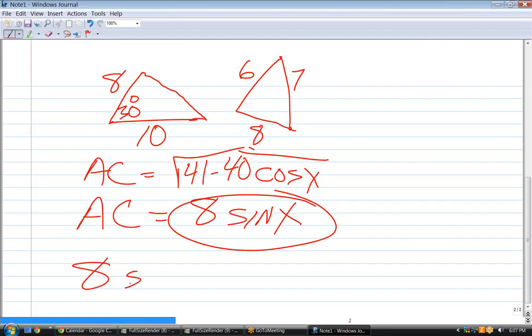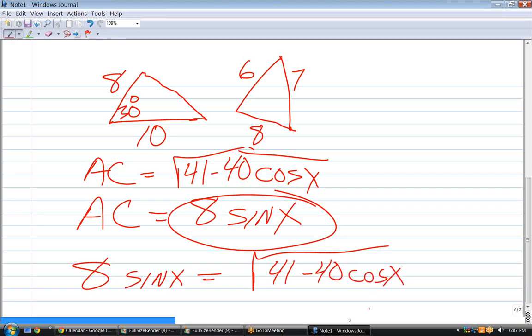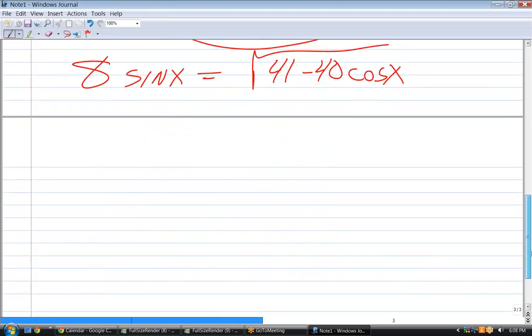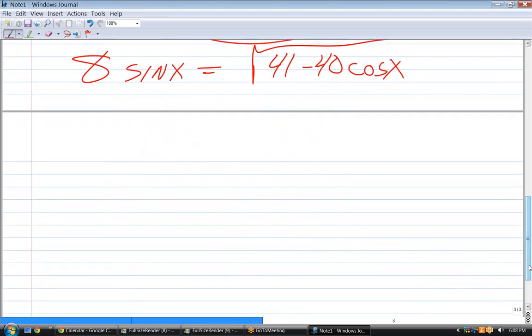So I've got 8 sine x equal to the square root of 41 minus 40 cosine x. And now we have to solve that. Okay, how do I solve that? Well, they really do make you do this the hard way, because there was a real easy way by solving for that other angle in one quick step. Yes, that's how I would do it, but my teacher wrote this.